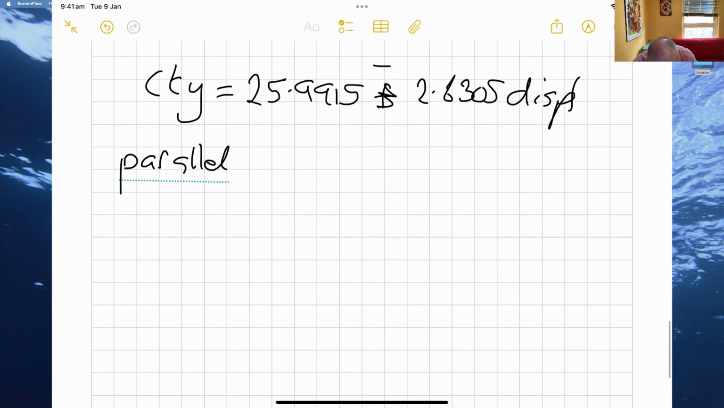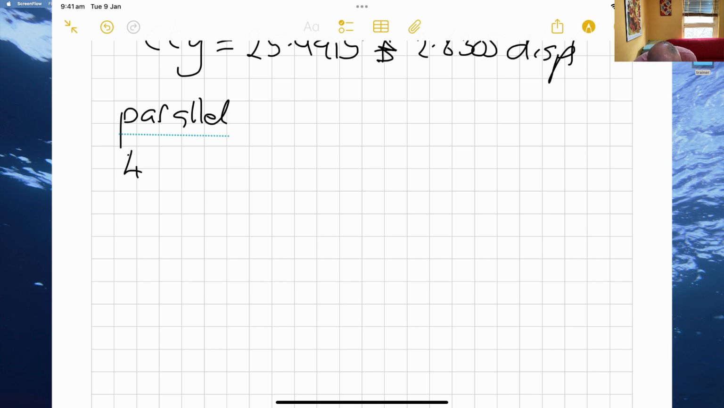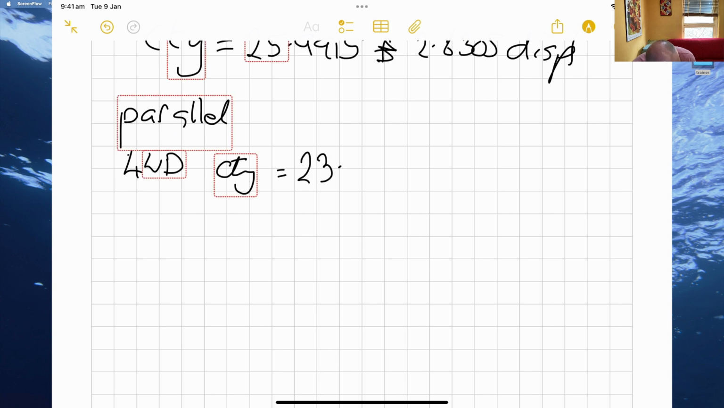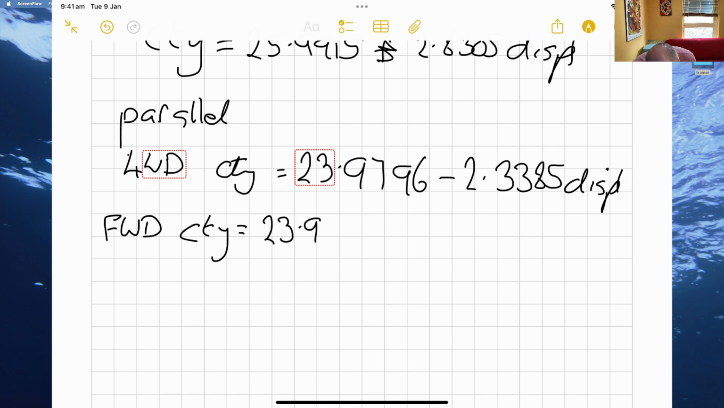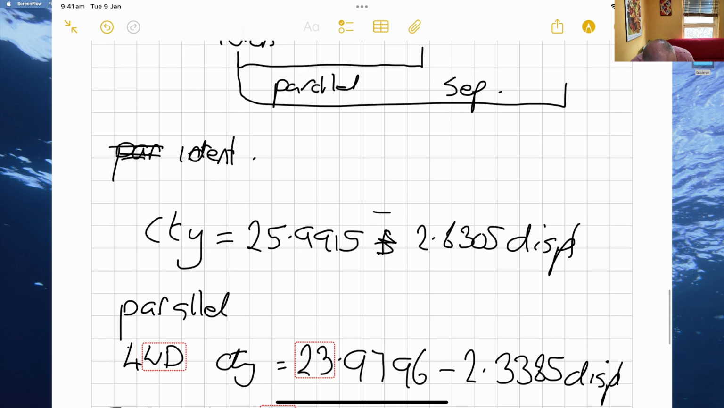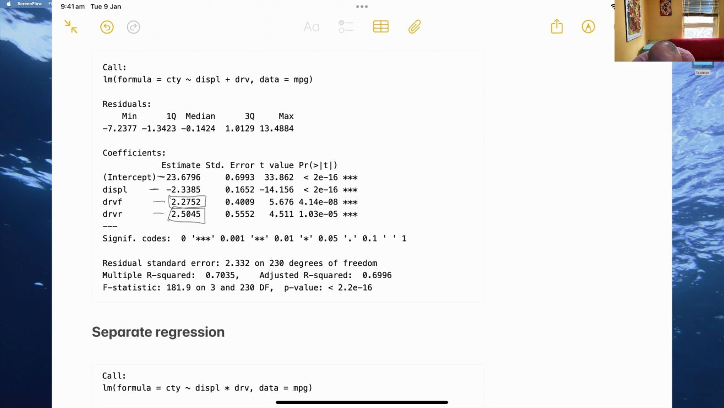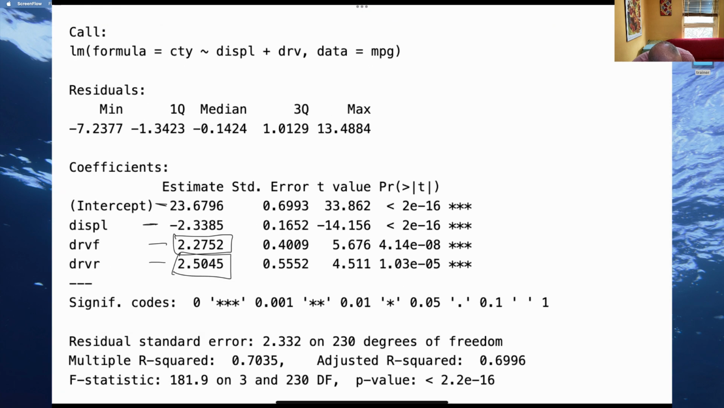So if you come down here, we're going to end up with 3 models. Let's do the first model, the 4-wheel drive. Well, that is just going to be CTY equals our intercept, which was 23.9796, minus our 2.3385 displacement. Okay, well, let's look at our front wheel drive. Well, now our CTY is going to be the same intercept, 23.9796, but we have an extra bit, the plus 2.2752. Let's go and check that. If we go here, there's the 2.2752 that we talked about. So there's that number there.